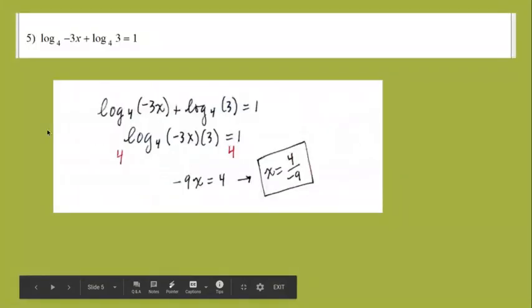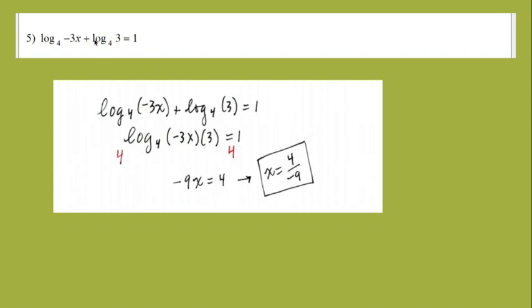Here I have two log base 4s on one side, and then no log base 4 on the other side. I'm going to take the plus and turn it into multiplication. That's a property from a few slides ago if you want to go back and look. Rewind. Then big 4 on both sides. 4 to the log base 4 cancels, and I'm left with just negative 9x. 4 to the first power is 4. Solve it. X is equal to 4 over negative 9.